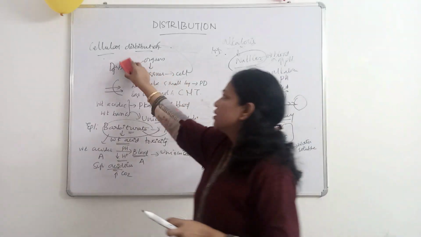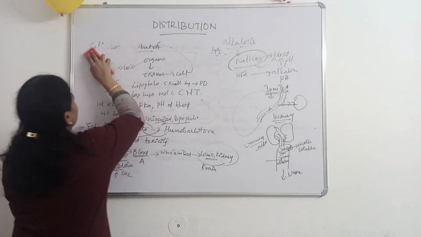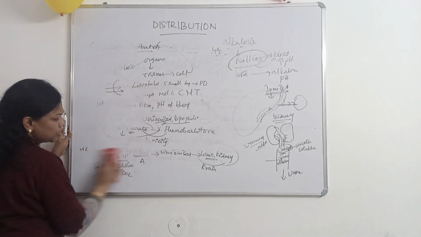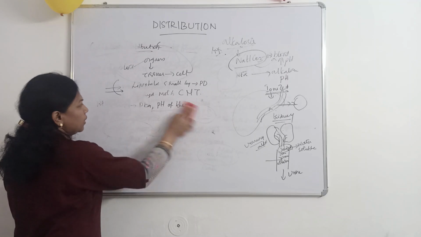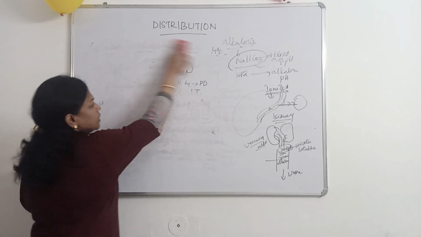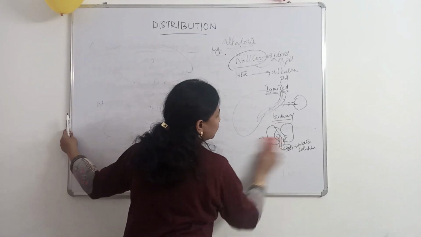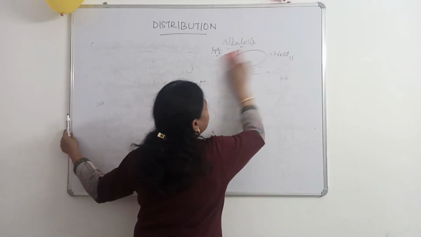This is all about cellular distribution of drugs. Now lastly, the distribution of drugs to restricted membranes, that is the blood-brain barrier and the placental barrier. So first is the distribution of drugs to the blood-brain barrier.